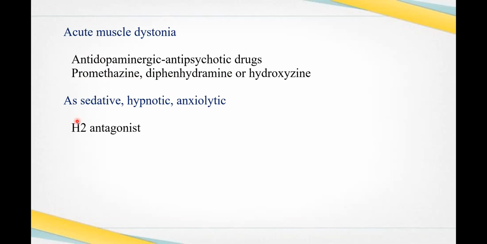H2 antagonists we have already studied when we studied peptic ulcer. Histamine receptors H1, H2, H3, H4 are there. In some cases of allergy, in addition to an H1 antagonist, we have to add an H2 antagonist also. Then it will have a good effect, because some actions happen through H2 receptors also. H2 antagonists, cimetidine, ranitidine, famotidine, etc., we already studied in peptic ulcer. So this can be used along with the H1 antihistamine in certain cases of allergy.